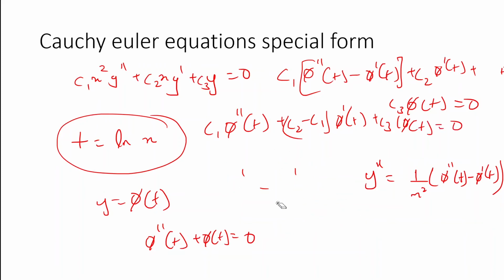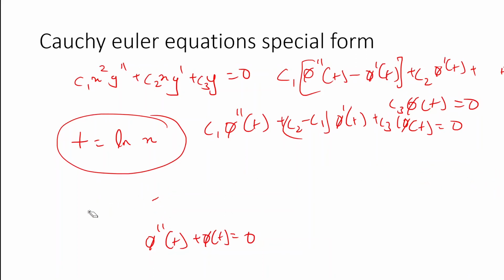Now what is the issue here? This is our new equation. This is the reduced equation after we did our substitution for Cauchy-Euler. We get C1 phi double prime t plus (C2 minus C1) phi prime t plus C3 phi t equal to 0, where C1, C2, C3 are the constants. So this is very simple now. This is in the form of a second order ODE with constant coefficients. These are constants, and this is an ODE. Solve it using the method which was previously discussed, and we obtain the solution. Then replace t equal to ln x and we obtain the general solution.